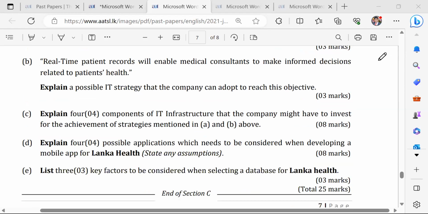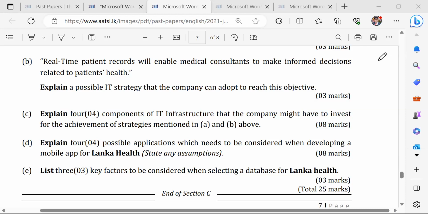Real-time patient records will enable medical consultants to make decisions. Explain the possible IT strategy that the company can adopt to reach this task. Then they can introduce an electronic system to retrieve their medical records.